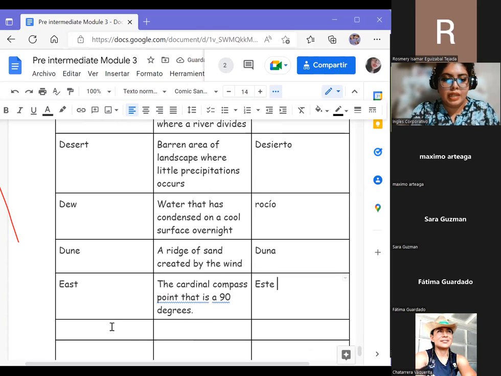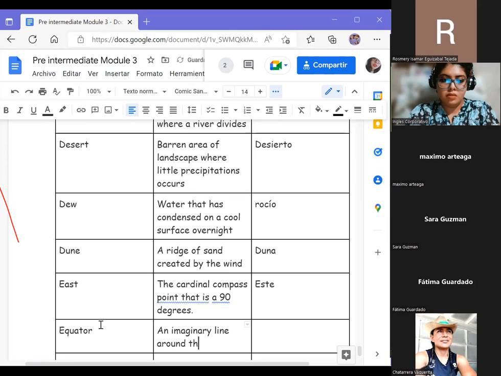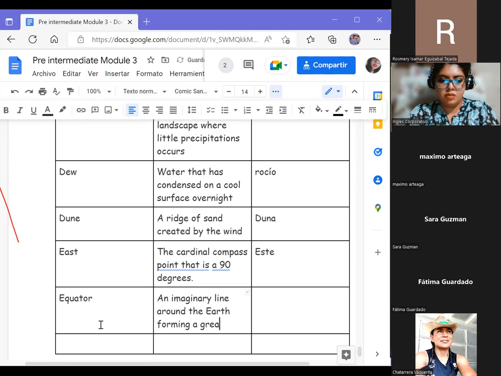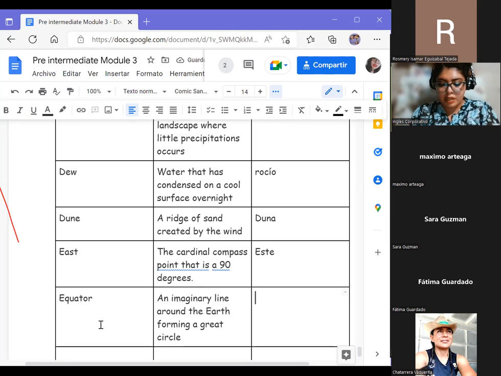Then we have the next one, and that is equator. That means an imaginary line around the earth forming a great circle. This one is kind of easy to understand. That name is Ecuador, o lo que conocemos como el Ecuador.